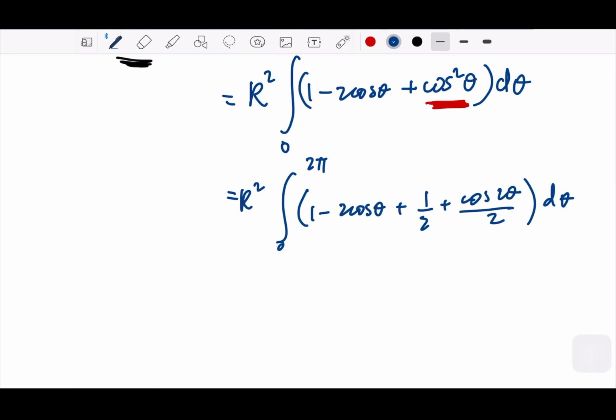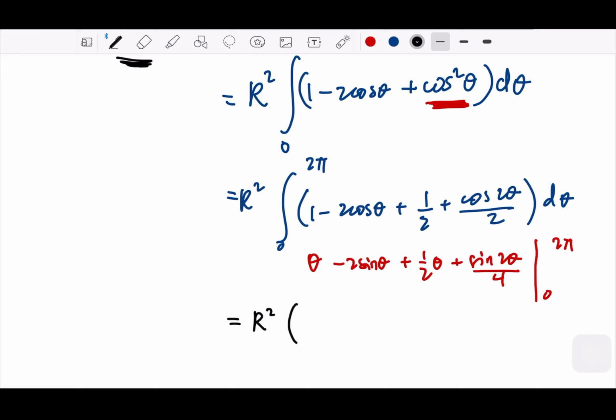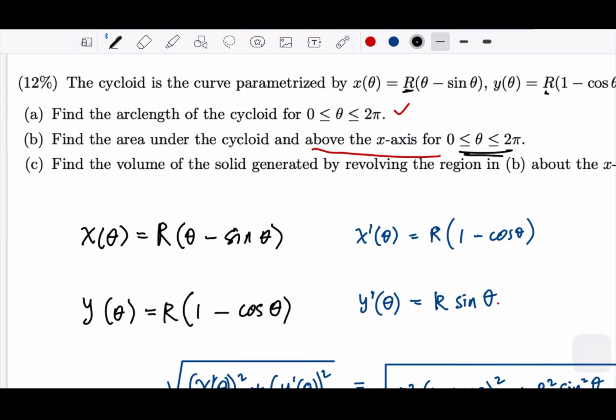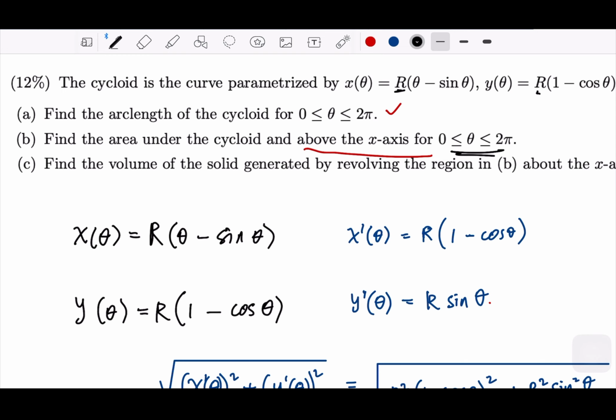And then we can integrate. This will be theta minus 2 sine theta, plus half theta, plus sine 2 theta over 4, and then plug in 0 to 2 pi. This will result in r squared times all the sine terms being 0, and then this will be just 2 pi plus pi, or 3 pi r squared. That's the area under the cycloid above the x-axis for 0 to 2 pi.